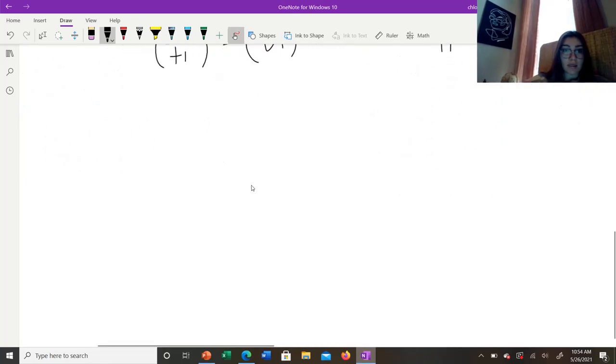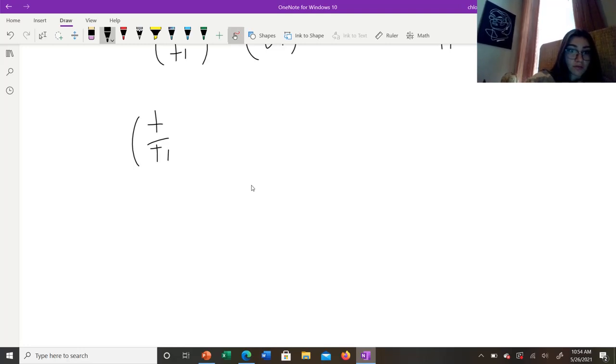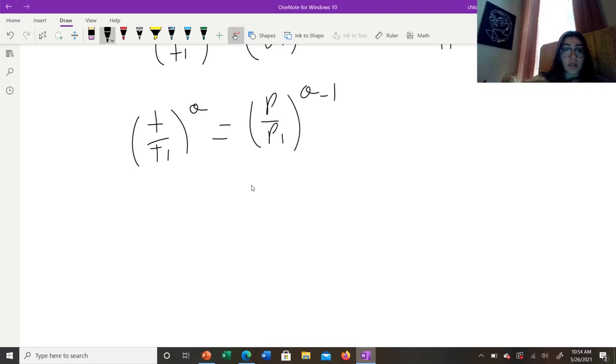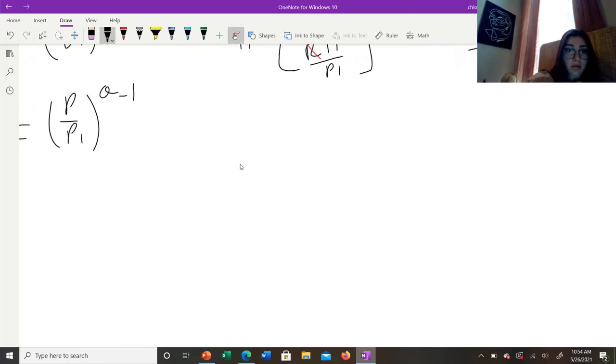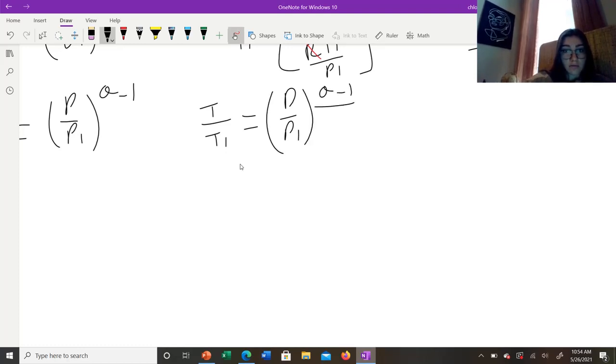So let's rewrite this. T over T1 to the gamma equals P over P1 to the gamma minus 1. So the objective here is to get T by itself. So we're just going to keep going with the exponents. So we're going to write it as T over T1 equals P over P1 to the gamma minus 1 over gamma.